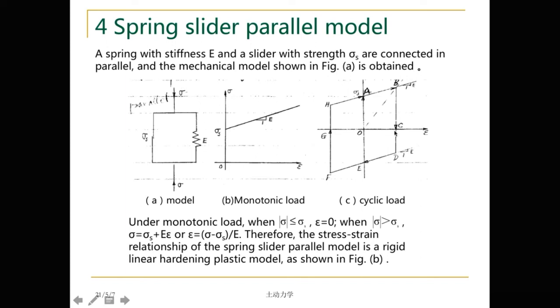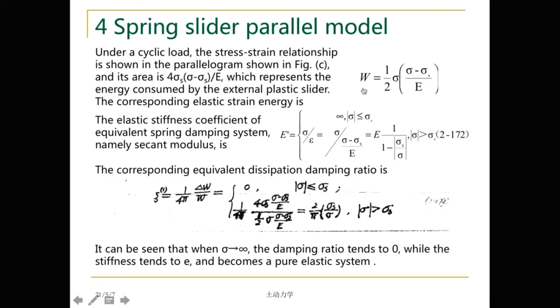We know that OC is the strain, and BC is equal to the total stress. Total stress is equal to sigma s plus E times epsilon. Then we can calculate this value. It's just equal to half of the total stress times (sigma minus sigma s over E).